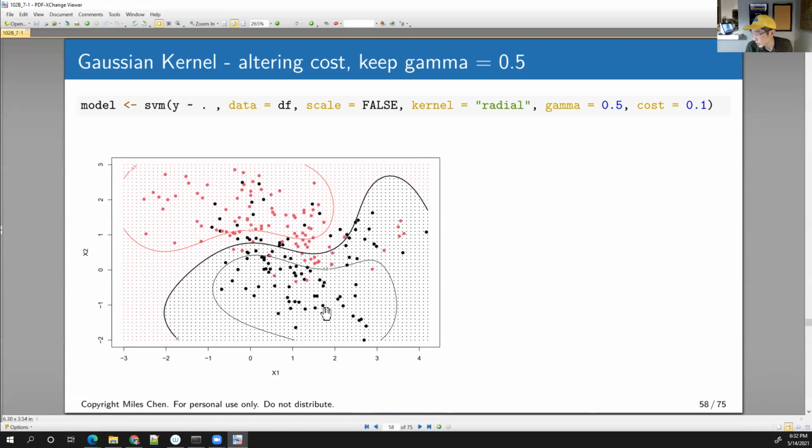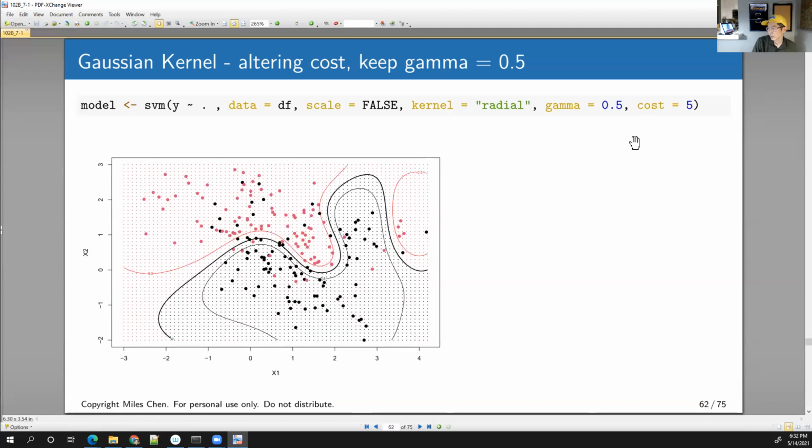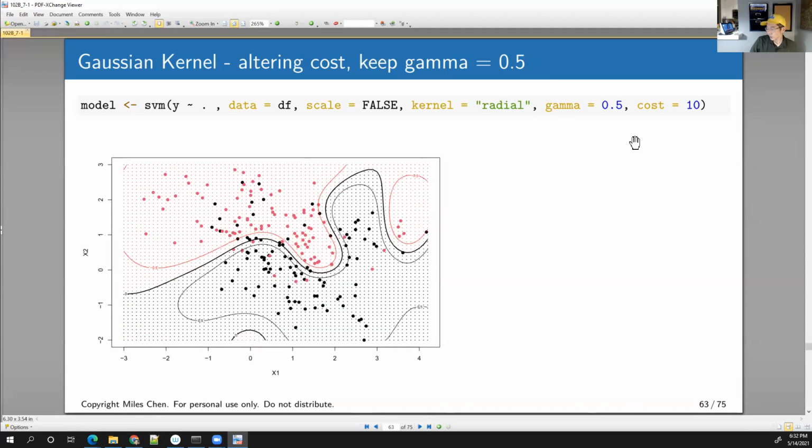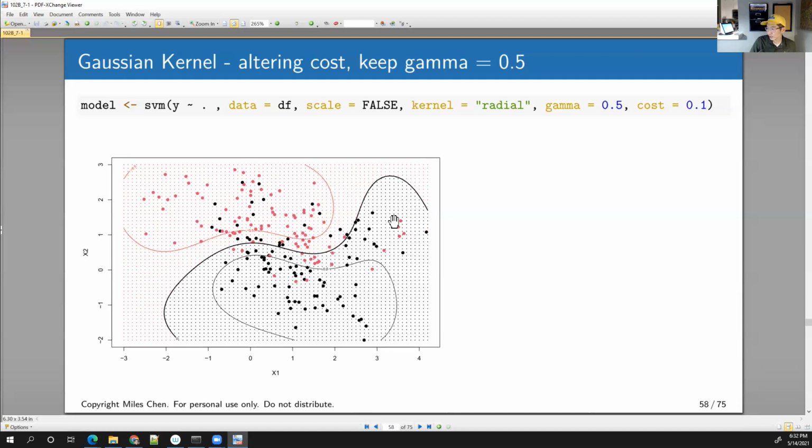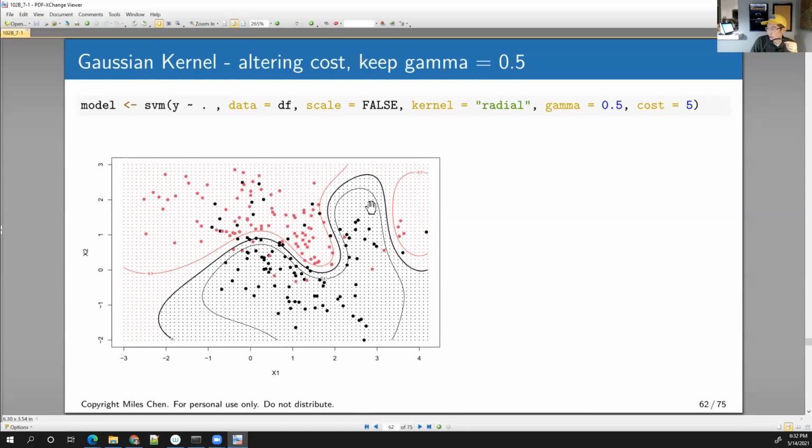Here I'm going to maintain gamma and mess around with the cost, and let's see what happens. Gamma is 0.5. Gamma being stuck here is like using a certain cable thickness, so you don't have a whole lot more flexibility. But what we're seeing is that it is getting bent. Here it was a lot smoother, and as I increase the cost, we are getting sharper corners.